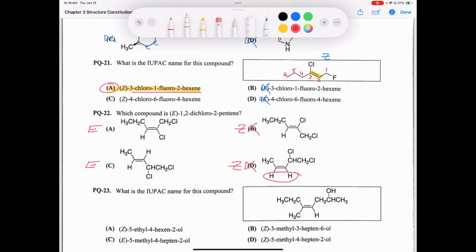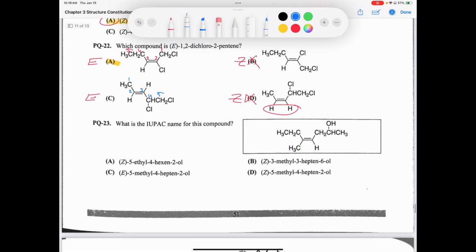All right, so 1,2-dichloro, 2-pentene. So we're gonna start numbering here. 1, 2, 3, 4, 5. So this is a 2-pentene. You got chlorines at carbons 1 and 2, and so this had better be the answer. If you look at compound B, we'd start here, 1, 2, 3, 4, 5, and so that would be 4,5-dichloro, 2-pentene. So it can't be the right answer. So the answer is A.